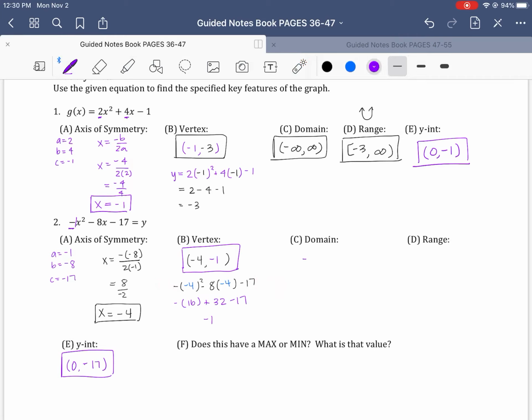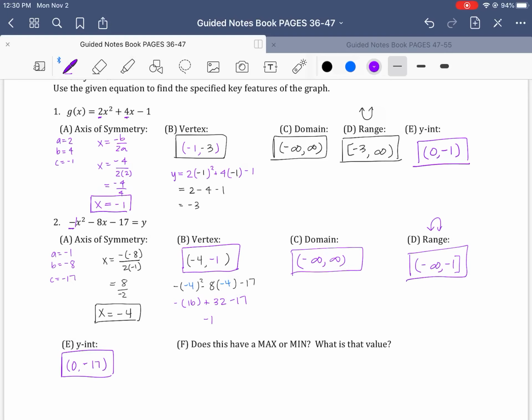All right, so we've got our vertex. Our domain, again, is -infinity to infinity. And this time, again, the range, if we look out front, we now have a negative a value, or a negative coefficient in the lead. So this time it's opening down. So your range is coming from -infinity. And then it will stop at the y value of the vertex. So in this case is that -1.